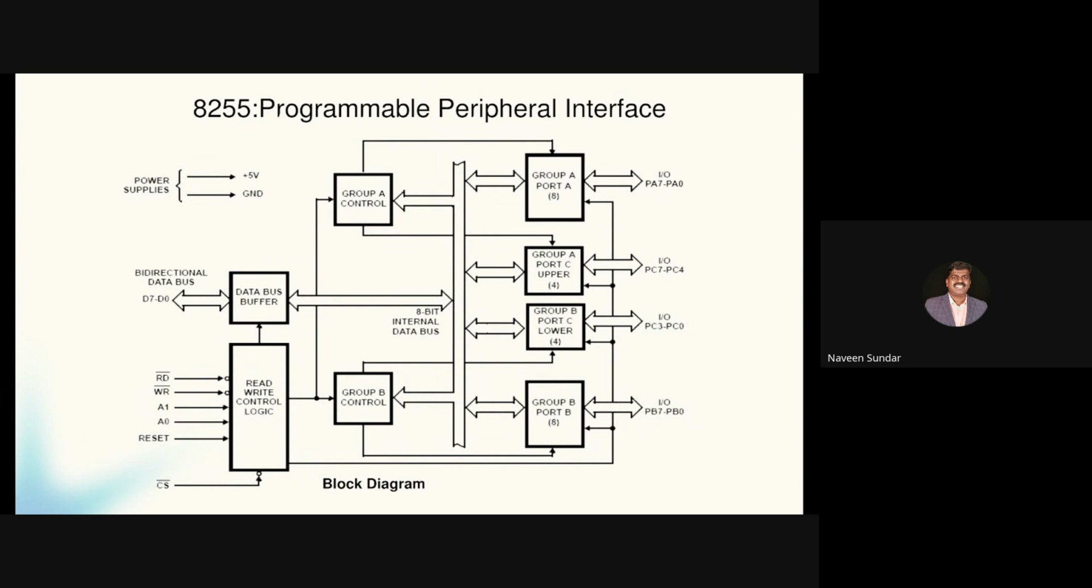We will categorize into two groups, group A and group B, in which group A has port A and port C upper, and group B has port C lower and port B. Sorry, port C lower and port B. So this is about group B, and this is how we categorize into two groups, group A and group B.